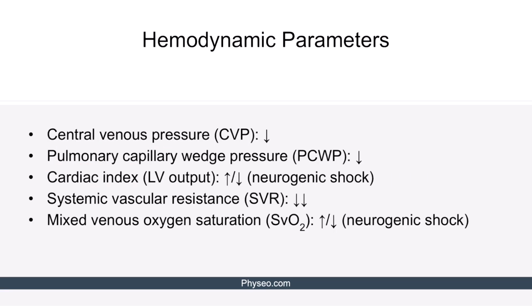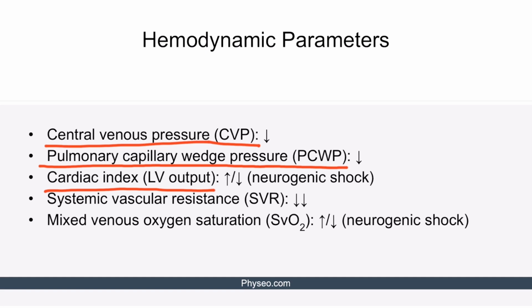Now let's talk about the hemodynamic parameters of distributive shock. Central venous pressure and pulmonary capillary wedge pressure are low because systemic vasodilation causes blood retention in the veins, and therefore the right-sided preload decreases. Basically, too much of it is just staying in the veins and not returning to the heart. And the cardiac index increases in cases of septic or anaphylactic shock, and that's due to generalized vasodilation. And that vasodilation decreases left ventricular afterload and facilitates forward blood flow from the left ventricle to the aorta. So again, cardiac index increases in distributive shock.